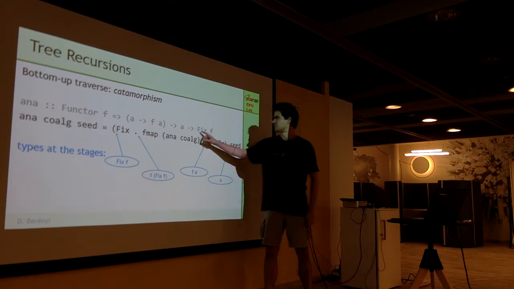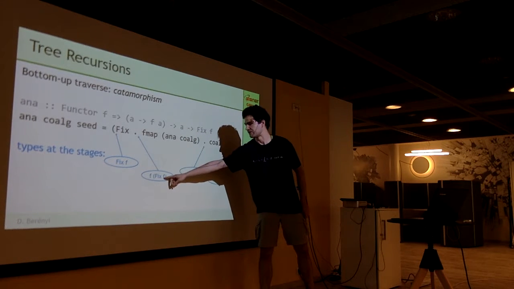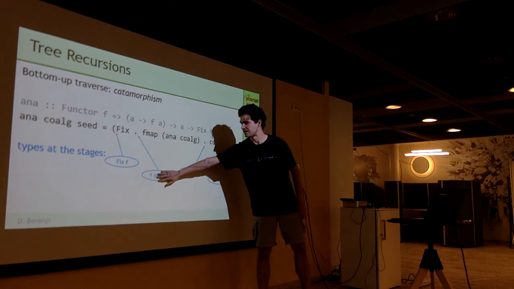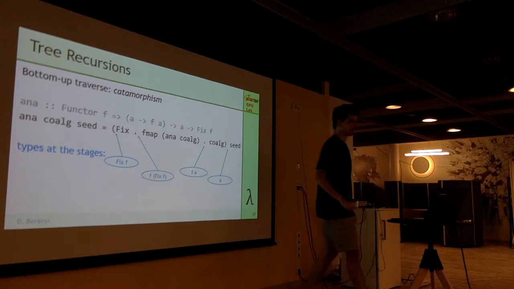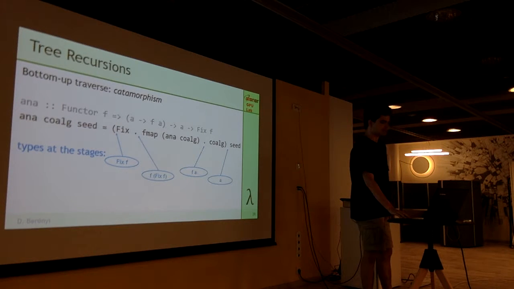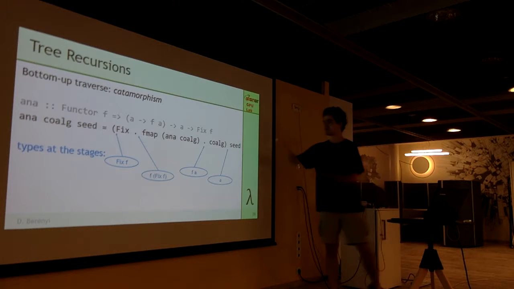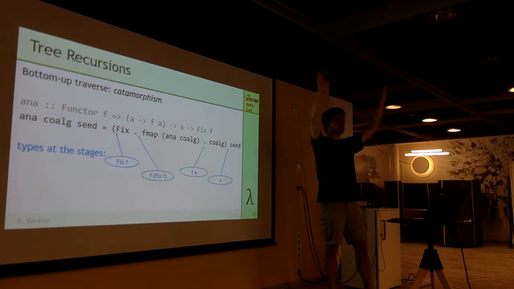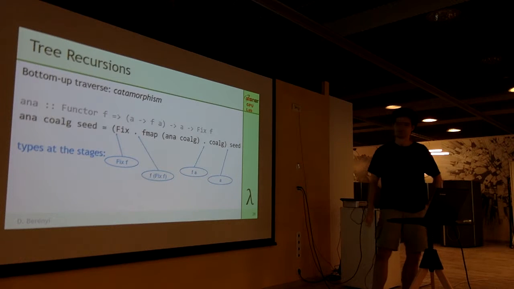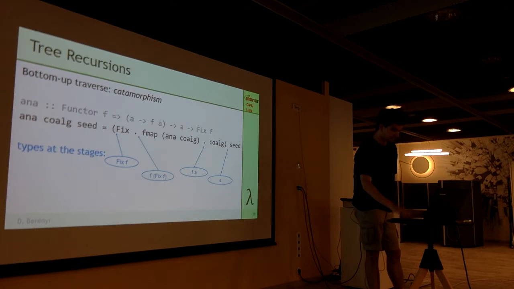Changes the A to fixed F. So now in the F we have fixed F, and by fixing it again, we hide the underlying structure and just get back the fixed F3 type. Okay, so it is a bottom-up traverse because we build the structure from the seed and go until we reach a constant node that we cannot step into further.